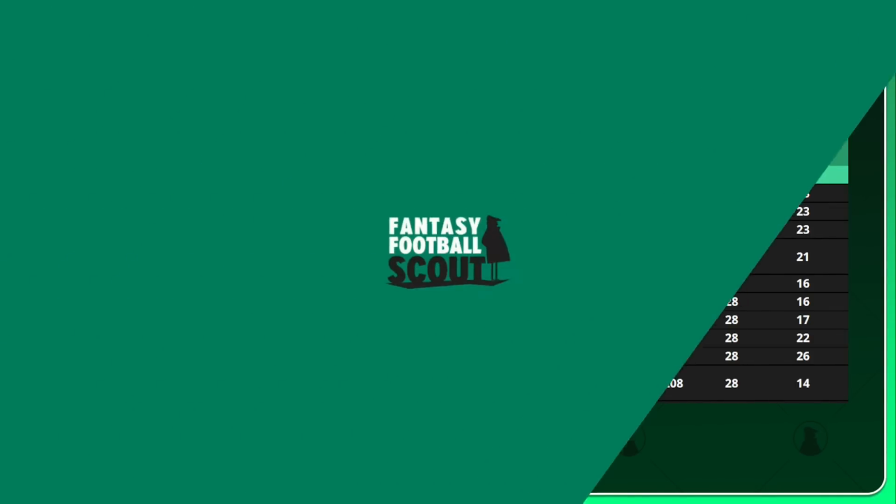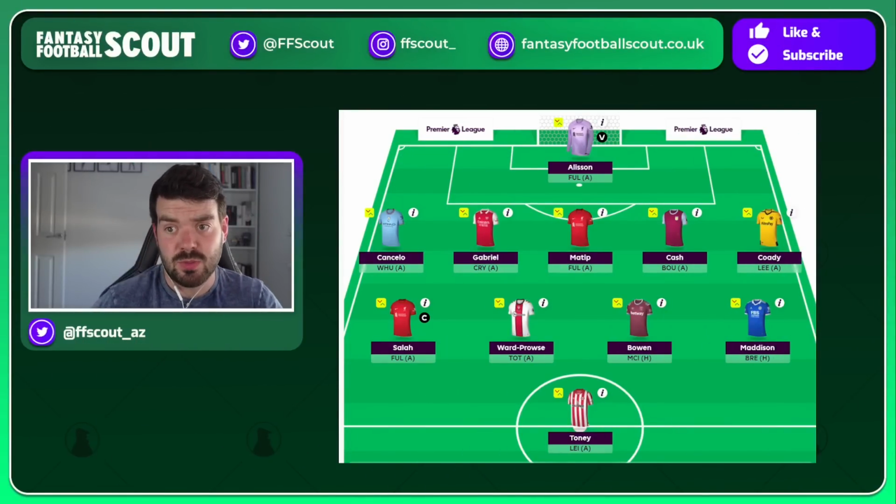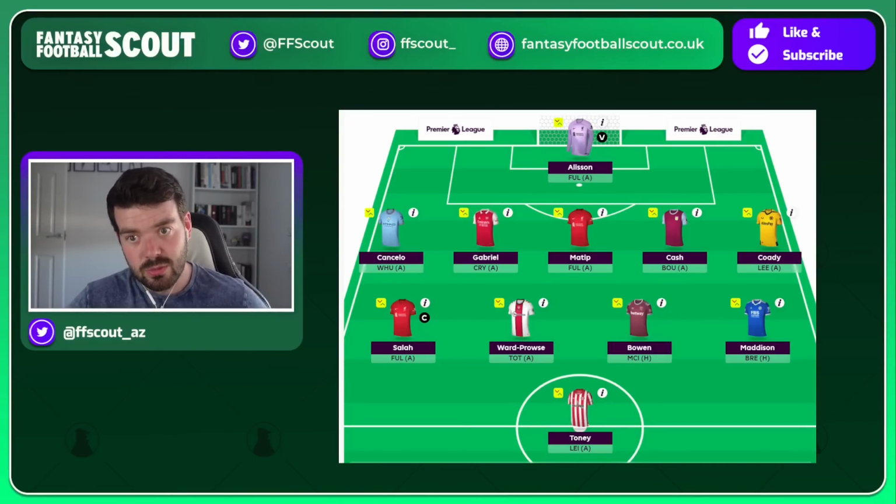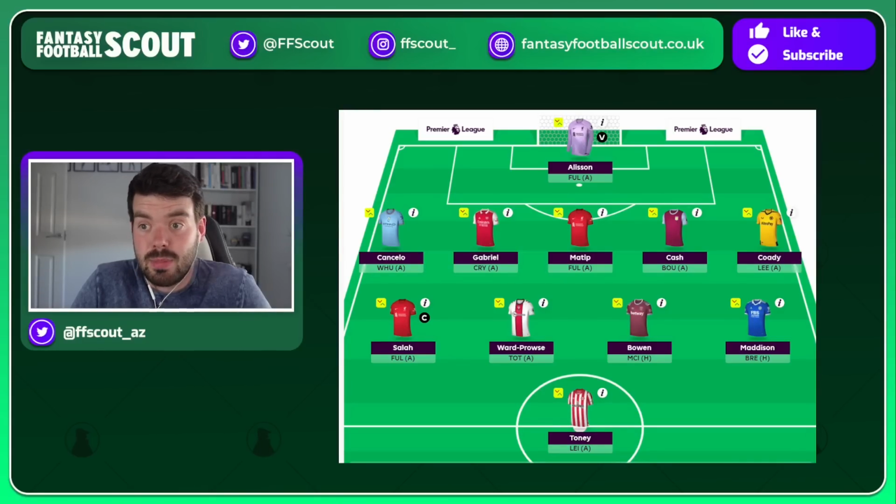If we add a premium to that team that I just mentioned, we still have 5 at the back. It's Alisson in goal, Cancelo, Gabriel, Matip, Cash, Cody, Salah, Ward-Prowse, Bowen, Maddison, and Toney up front. Now, I actually don't think this is a bad team at all. If we build a team purely off the value metrics that we talked about, there aren't really too many weaknesses here. I mean, there's still quite a lot of money in the bank.